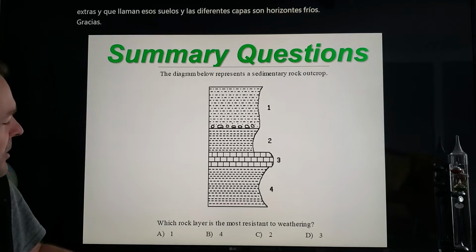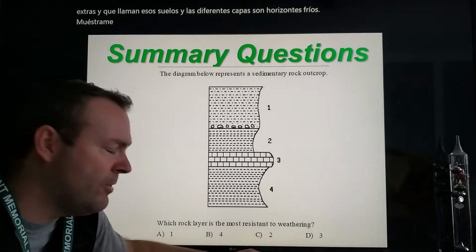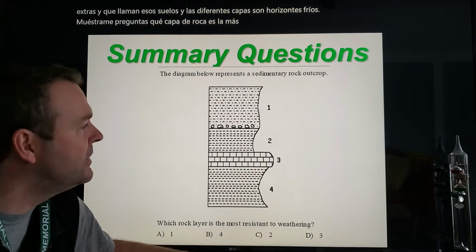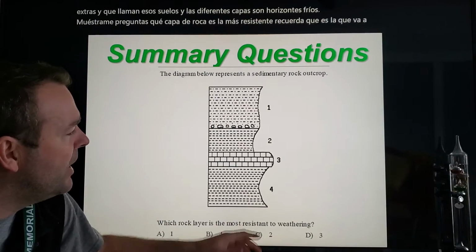All right, a couple summary questions. Which rock layer is the most resistant? Remember, that's the one that's going to be weathered the least. So the one sticking out the most, you got to go with 3.